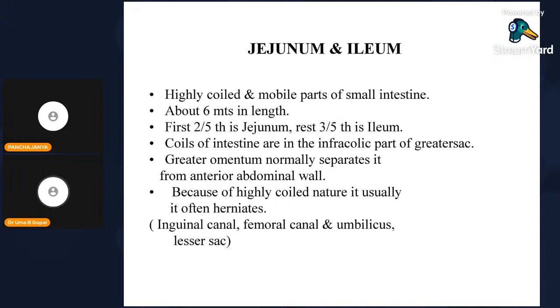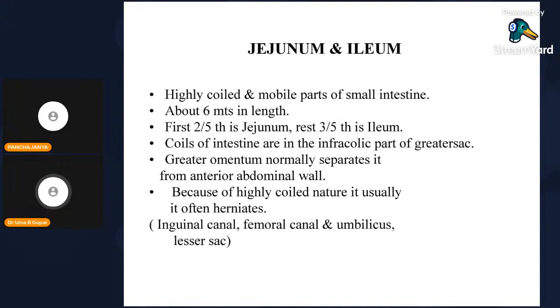Jejunum and ileum are the highly coiled and mobile part of the small intestine. It is about 6 meters in length. The first 2/5 is jejunum, the remaining 3/5 is ileum. Coils of intestine lie in the infracolic part of the peritoneal sac. The greater omentum normally separates it from the anterior abdominal wall. Because of its highly coiled nature, it often herniates. Jejunum and ileum are the mobile part of the small intestine when compared to the duodenum, which is fixed and retroperitoneal. Only this much you remember.